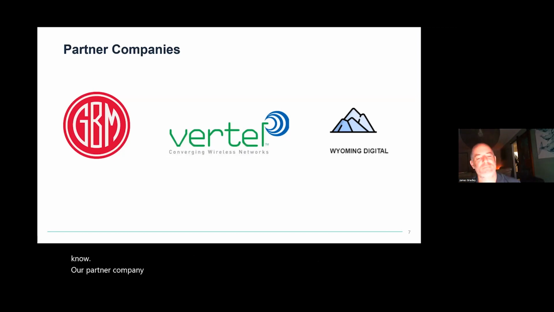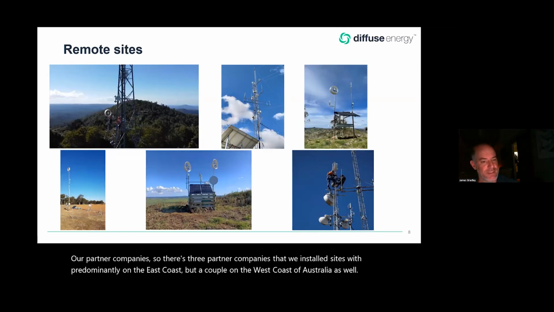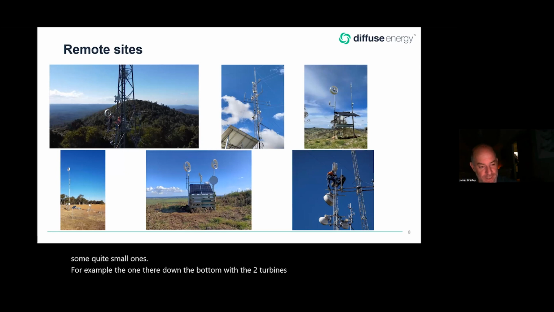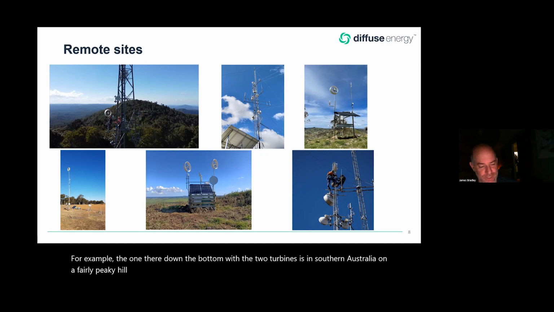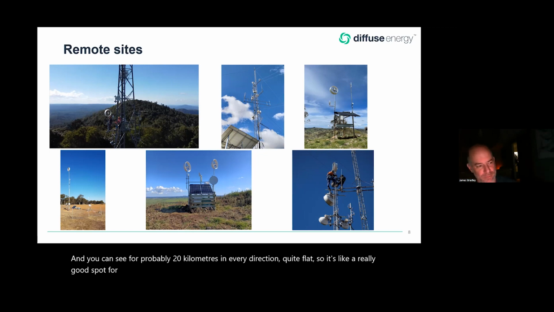Partner companies. So there's 3 partner companies that we installed sites with, predominantly on the East Coast, but a couple on the West Coast of Australia as well. Here's some of our installations, some on larger telecommunication systems and some on quite small ones. For example, the one down the bottom with the 2 turbines is in southern Australia, on a fairly peaky hill, and you can see for probably 20 kilometers in every direction, quite flat. So it's a really good spot for small wind turbines.